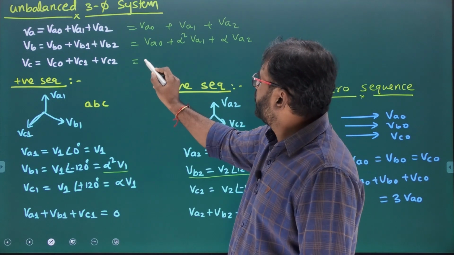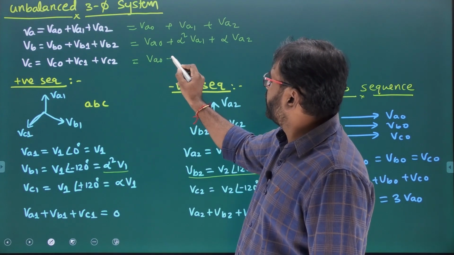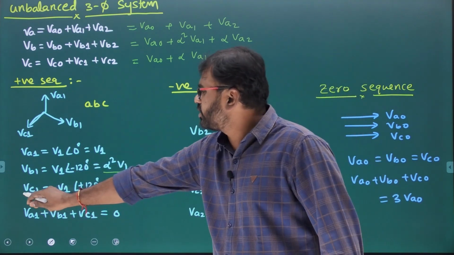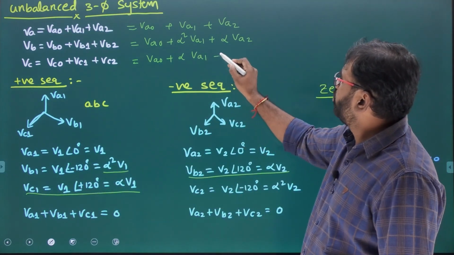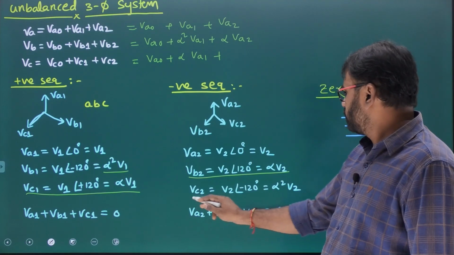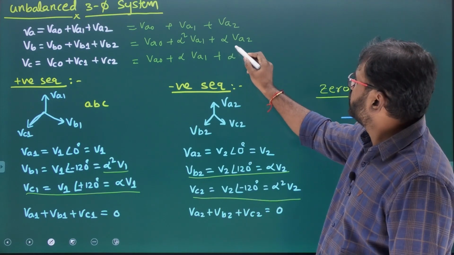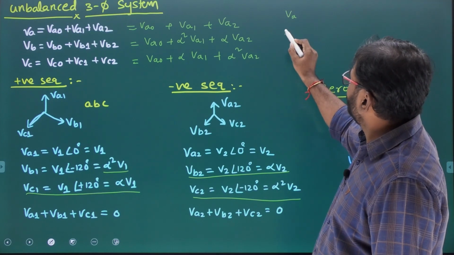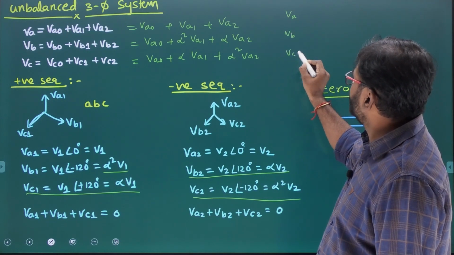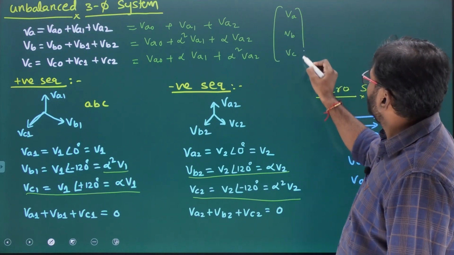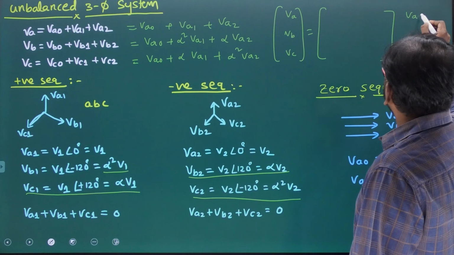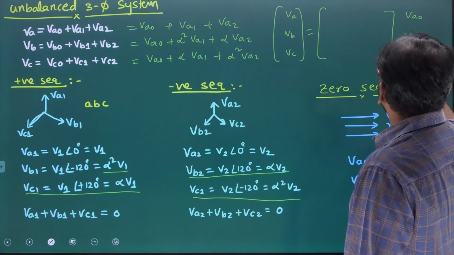Similarly, we can write VC as VA0, then alpha VA1. Check, sir, if you have any doubt. What about VC1? Alpha VA1 plus, what about VC2? Alpha square times VA2. Now we can write in matrix form VA, VB, VC, that is equal to, in terms of what? Sequence components.